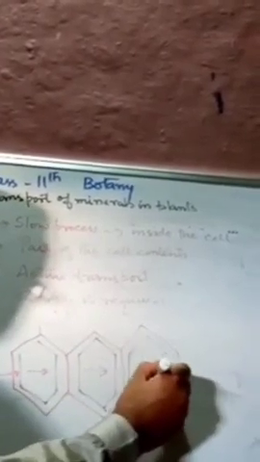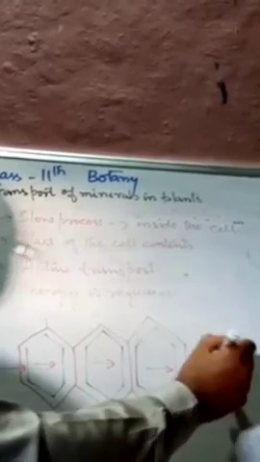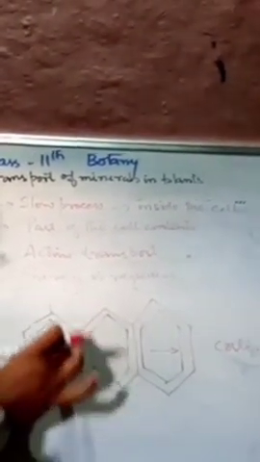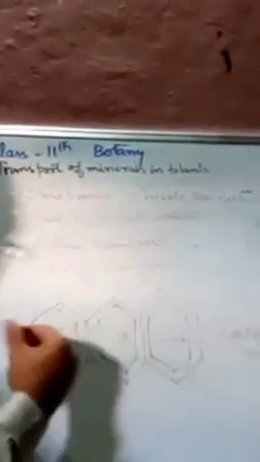Inside the cell, ultimately it reaches the cortex, and from the cortex it is moved upward to the different parts of the plant. So it is the slow process. Here the minerals become part of the cell contents. It is an active transport, and here energy is required. When energy is required, no concentration gradient is required.